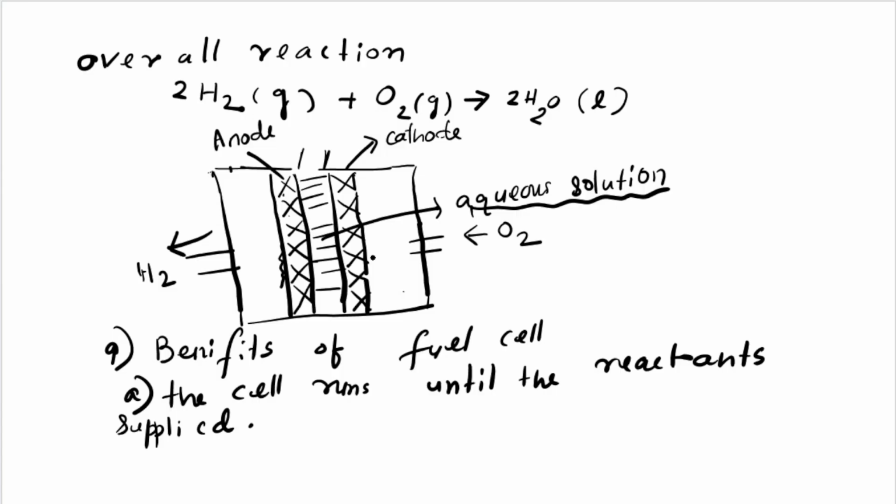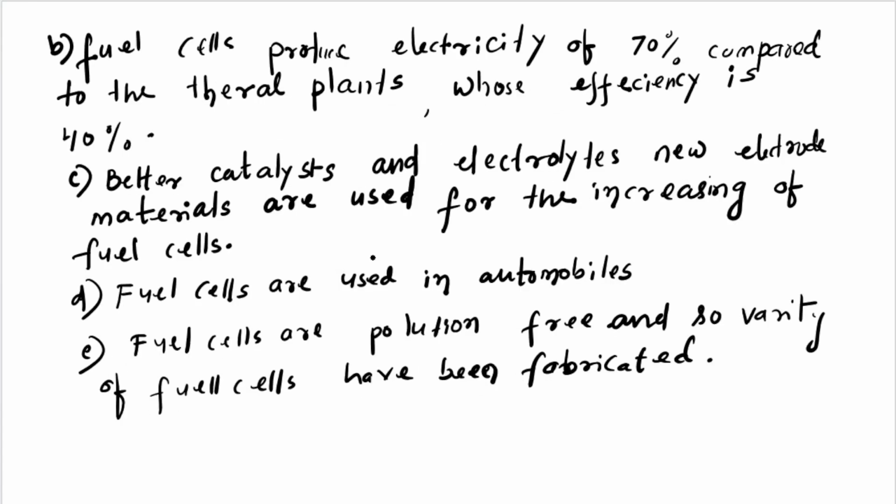Benefits of fuel cell: the cell runs as long as the reactants are supplied. When the reactants are not supplied by any means, the fuel cell supply automatically stops. That means until the reactants are there, the cell runs. The fuel cell produces electricity with 70% efficiency compared to the thermal plant.